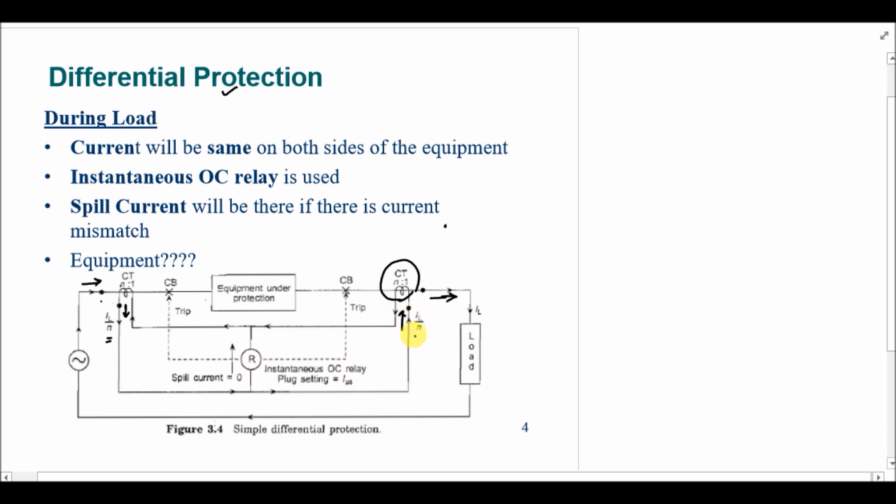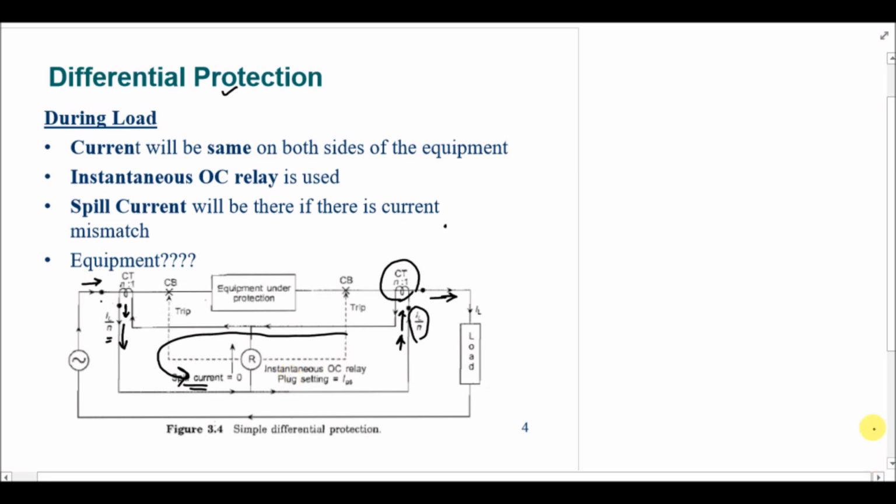So by this dot convention, we know that the current that is flowing in this loop will be in this direction, because the current in this part of the CT will be flowing in the downward direction, and in this part of the circuit it will be flowing in the upward direction. And if in this loop the current is IL by N, so the current is same throughout the loop, then there will be no current that is passing through the relay, and the current through the relay is known as spill current. So if the spill current through the relay is 0, then the relay will not operate. So this is known as a differential protection scheme.